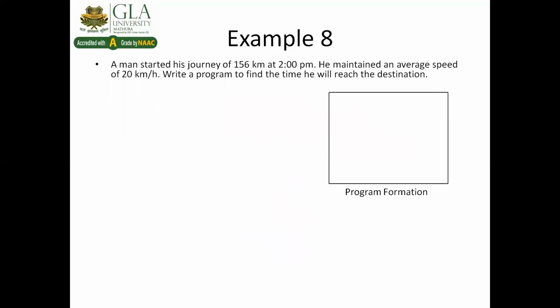So this is a somewhat applicable program. It says that a man started his journey of 156 km at 2 p.m. and he maintained an average speed of 20 km per hour. Write a program to find at what time he will reach the destination. It is somewhat related to Google Maps. Like Google Maps tells you that you will be able to reach your destination by this time. So I want to make a program in such a manner only.